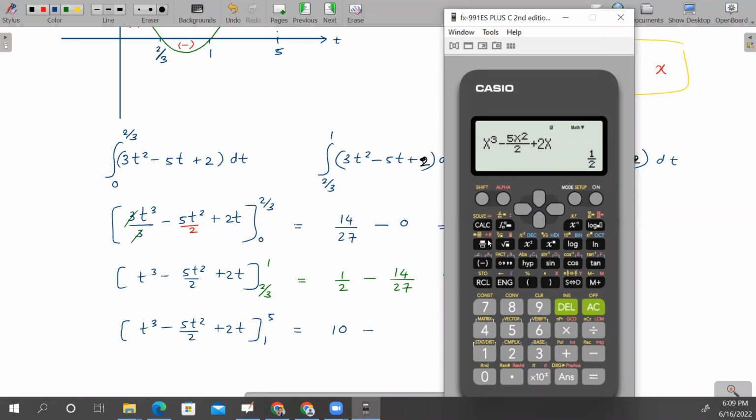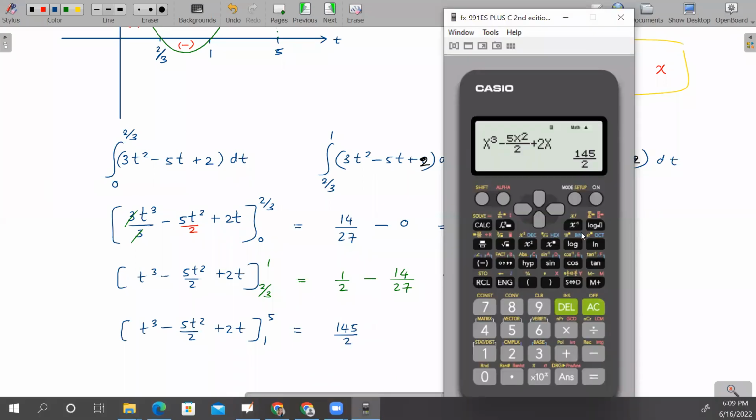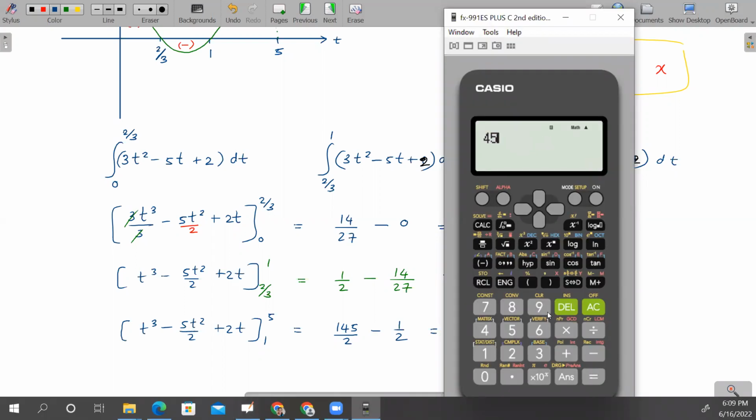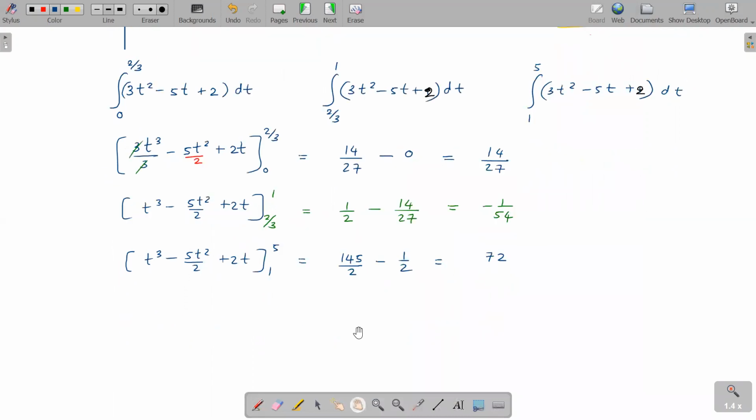Yeah, this equation. So, calc, I have to use t is first 5. The answer is 145 over 2. That's correct, right? 145 over 2. Then you replace t with 1, and I get minus half. 145 over 2 minus half is 72. And now let's get the total distance.